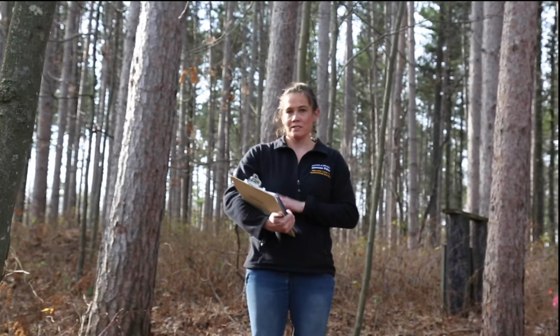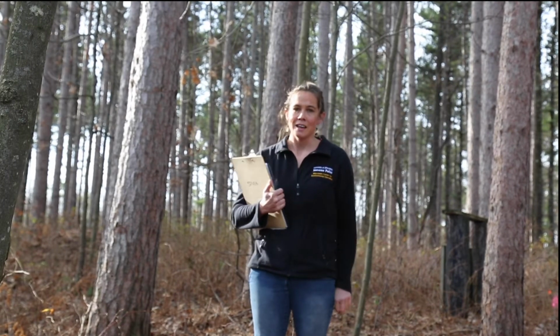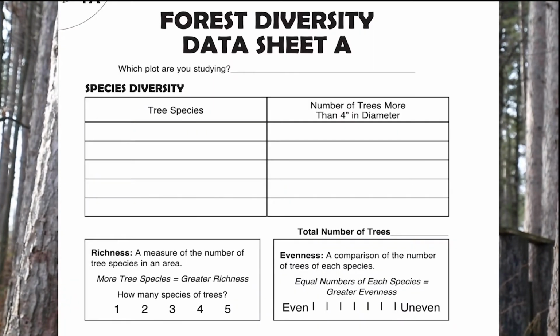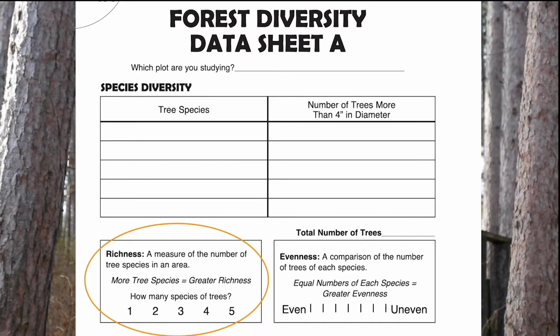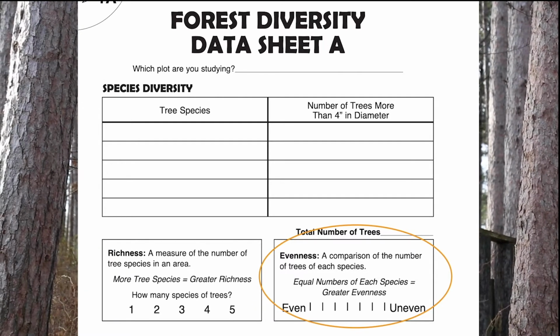All right, so the first parameter that we're going to take in is species diversity. And for species diversity, we're going to be looking at richness and evenness. Richness is just a measure of how rich is the plot. Are there a lot of different species, or is there only one species? Evenness is just a measure of how those individual species are distributed throughout. So is there 100 red pines and only 1 oak? That would be a very uneven stand.